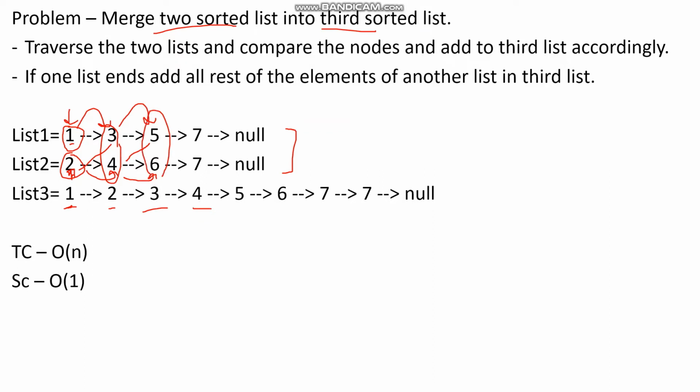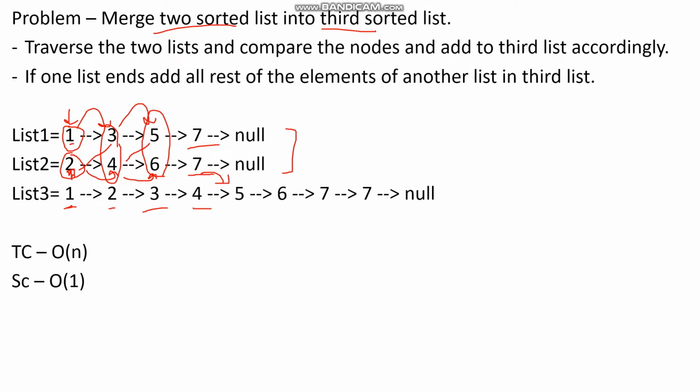And after that, if one of the lists gets ended and still elements are left in the other list, we will put all the left elements of that list directly into list 3. So this will be our solution.